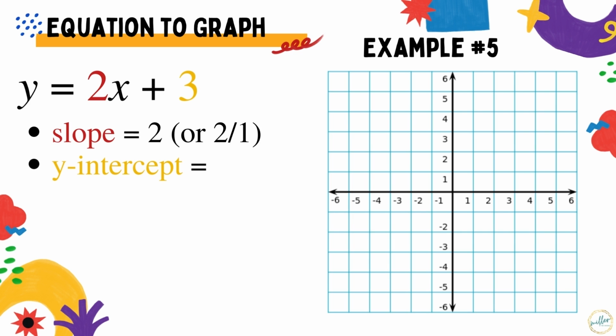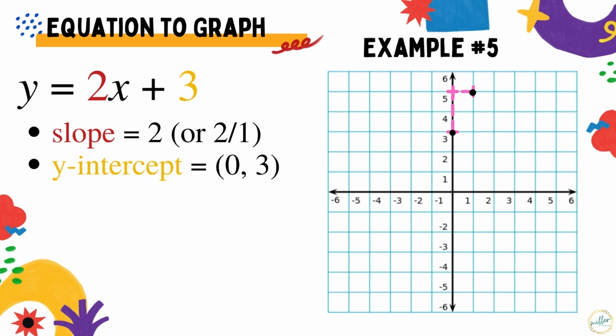Then the y-intercept is 3. And because it says plus 3, that means it's positive. So the line is going to cross the y-axis at positive 3. Now we can go ahead and start plotting points. The first one you want to put on the graph is the y-intercept, 0, 3. From that point, we use the slope to go up 2, right 1.